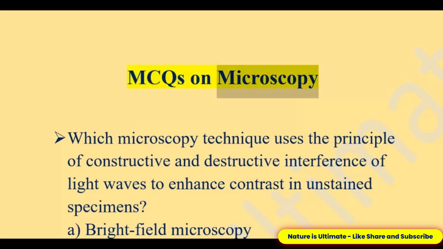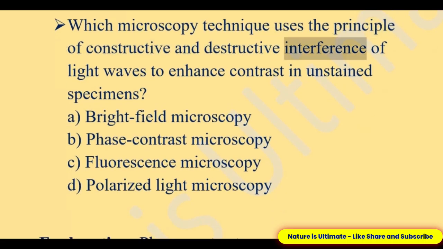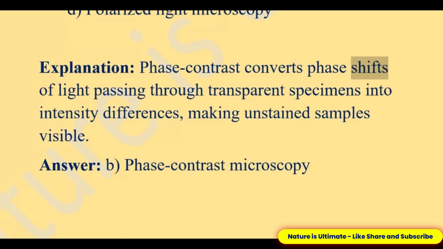MCQs on microscopy. Which microscopy technique uses the principle of constructive and destructive interference of light waves to enhance contrast in unstained specimens? A. Bright field microscopy. B. Phase contrast microscopy. C. Fluorescence microscopy. D. Polarized light microscopy. Explanation: phase contrast converts phase shifts of light passing through transparent specimens into intensity differences, making unstained samples visible. Answer: B. Phase contrast microscopy.